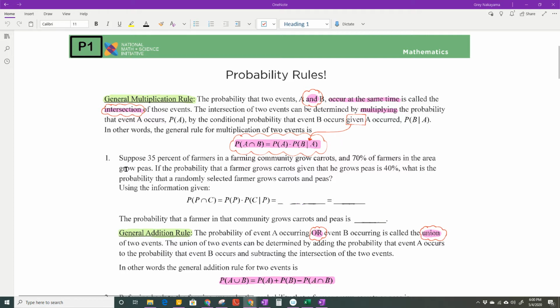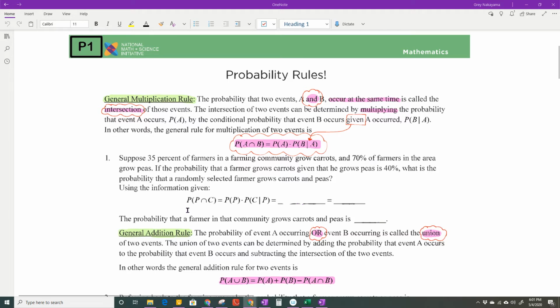Okay, so look at this example here. Suppose 35% of the farmers in a farming community grow carrots, and 70% of the farmers in the area grow peas. If the probability that a farmer grows carrots, given that he grows peas, is 40%, what is the probability that a randomly selected farmer grows carrots and peas? It's not a tongue twister, but I like to make it that. It's written peas and carrots. It will not matter. It is done according to the information that is given to you, but you'll get the same thing.